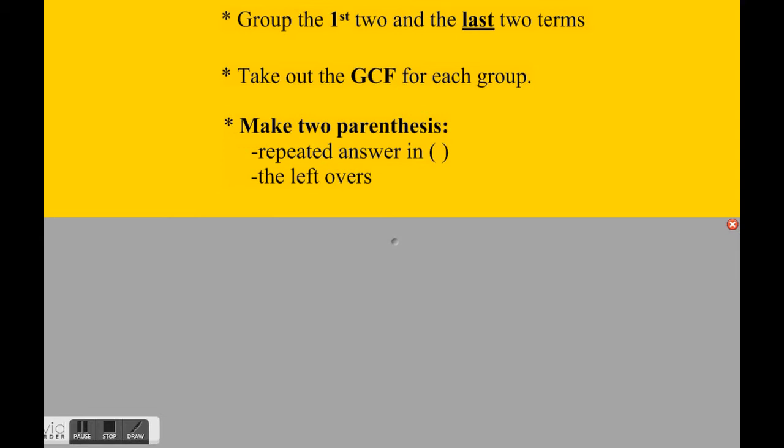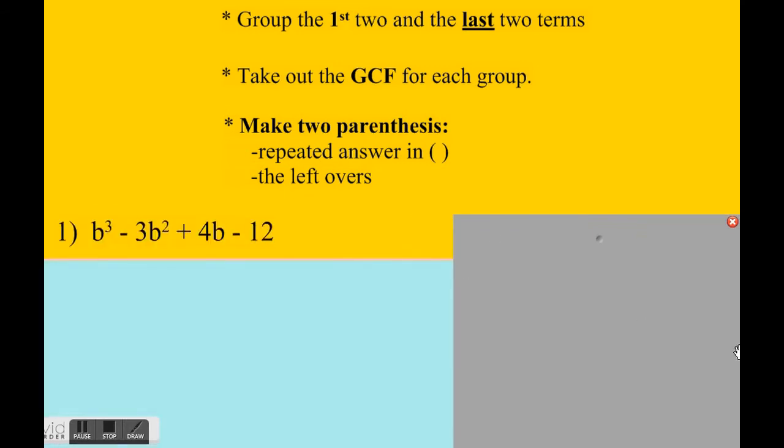Let's take a look at some examples. Beginning with b cubed minus 3b squared plus 4b minus 12. Factor by grouping is a method that you'll be able to identify to use when you see four terms for your polynomial. So I'm going to begin by grouping the first two and the last two terms together.